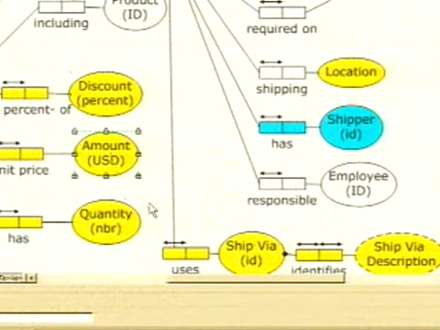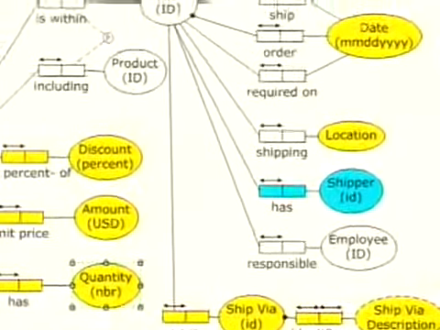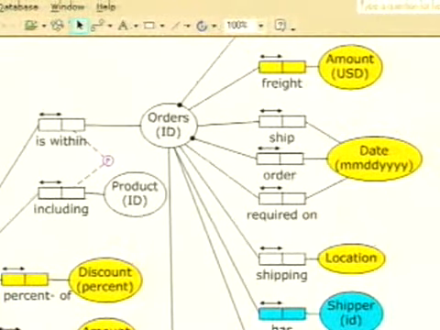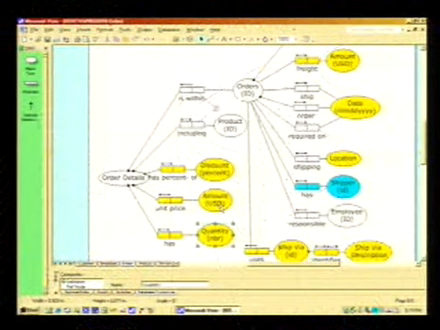Amount is expressed in US dollars. Quantity is expressed as a number. Okay, and it's really, really important to recognize reference modes. Probably one of the greatest illustrations of botched reference modes is the Mars debacle.